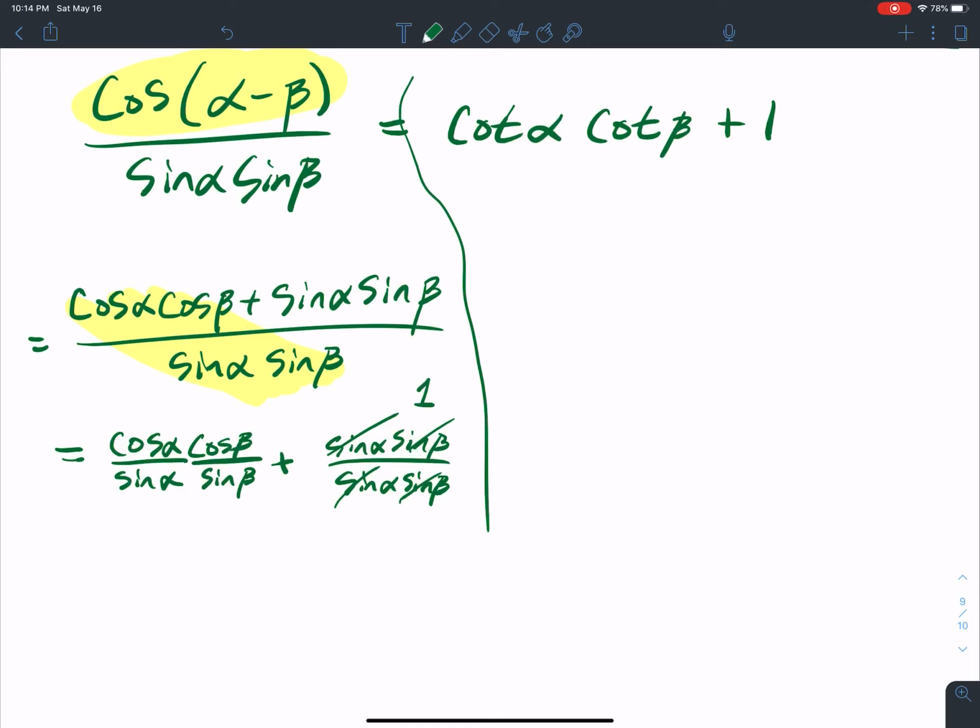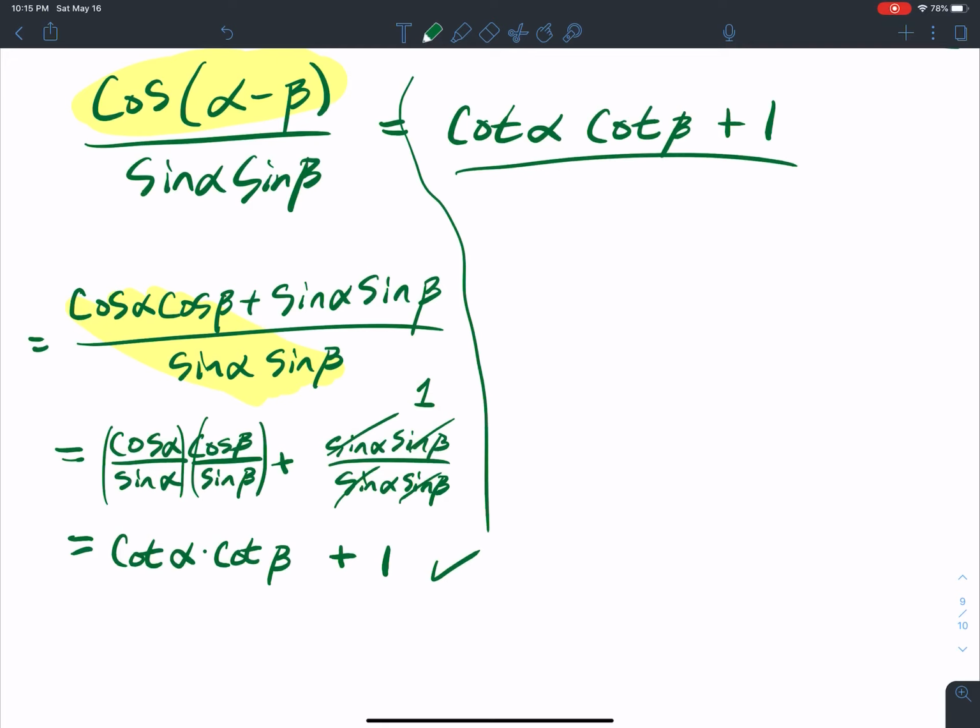Okay. So what do I get here? Well, the cosine over the sine is the cotangent. So that's the cotangent of alpha. And then the cosine over the sine of beta, that's the cotangent of beta, multiplied together. And then my plus 1, which is the desired result.